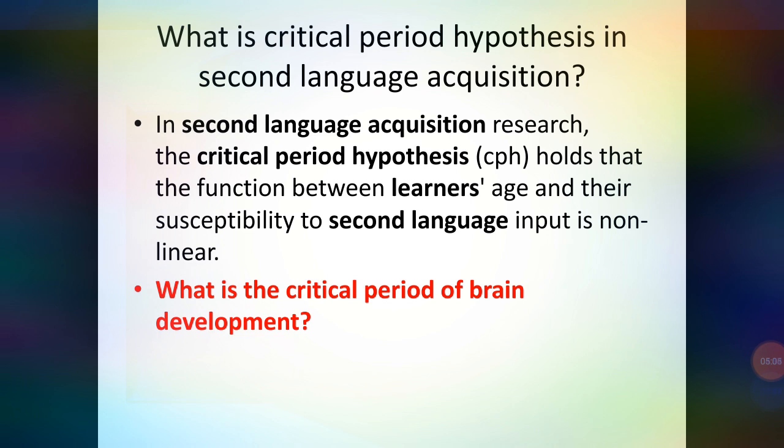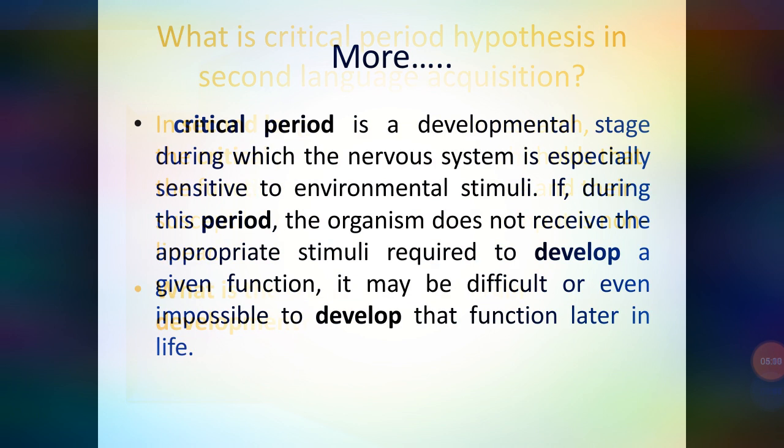What is the critical period of brain development? A critical period is a developmental stage during which the nervous system is especially sensitive to environmental stimuli. If during this period the organism doesn't receive the appropriate stimuli required to develop a given function, it may be difficult or even impossible to develop that function later in life.